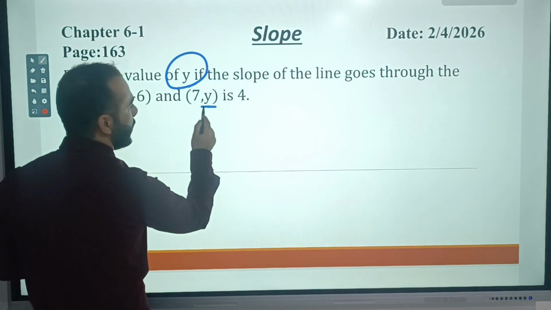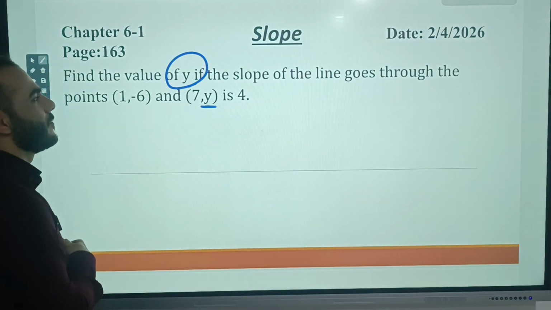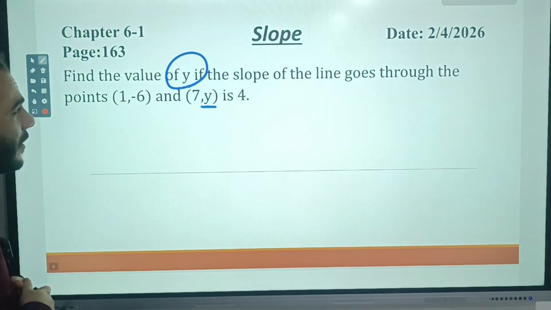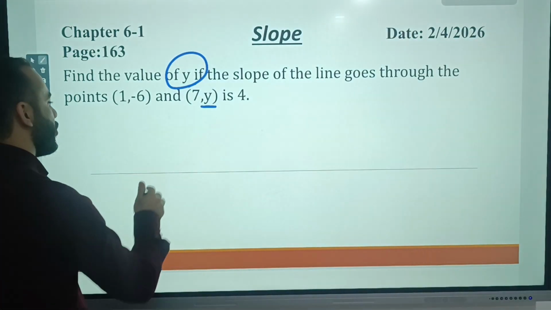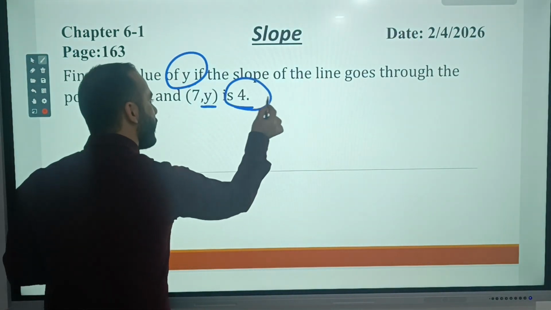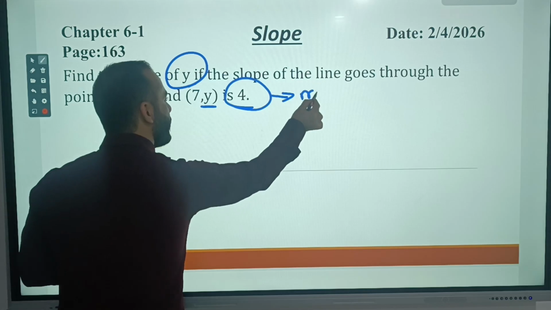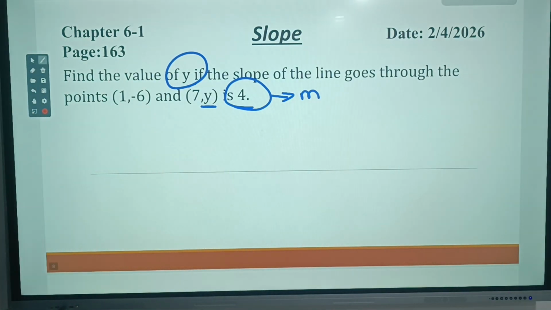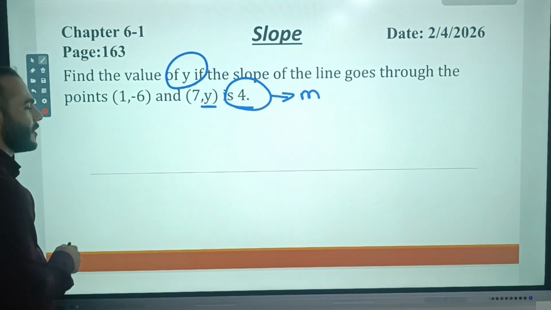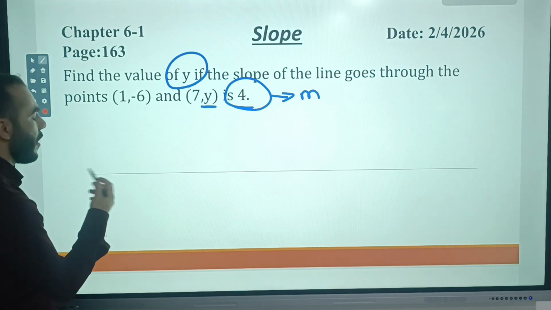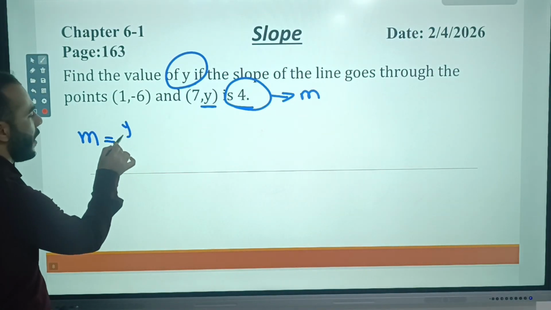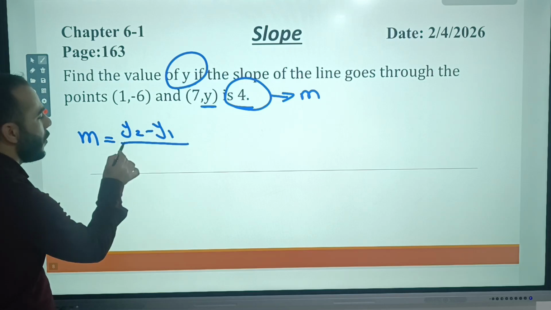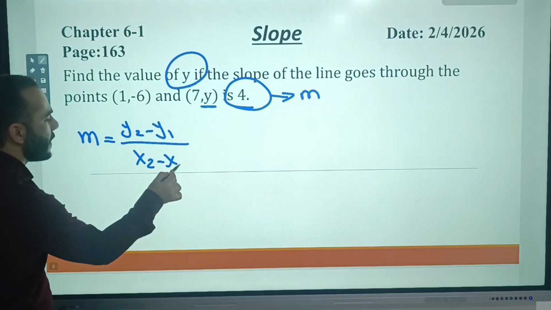Where is y? Y is here. Y coordinates of the second point. If the slope of the line that goes through the points (1, -6) and (7, y) is 4. So the slope is given. This 4 shows m. Okay, so right now, for this kind of question, we need to use the slope formula. m equals y2 minus y1 over x2 minus x1.